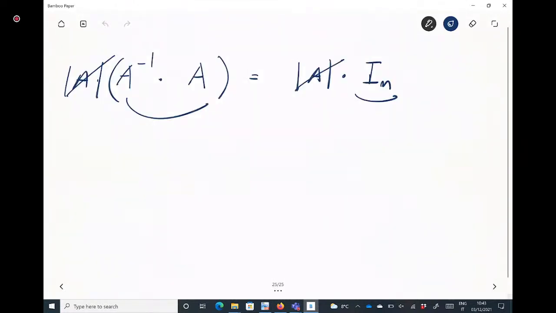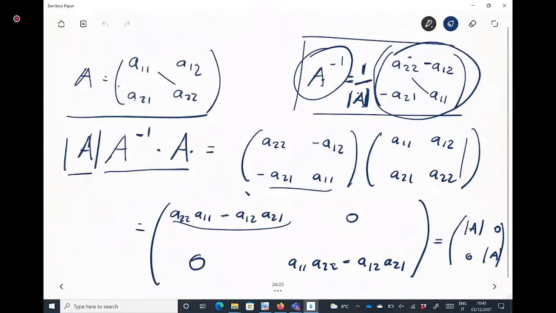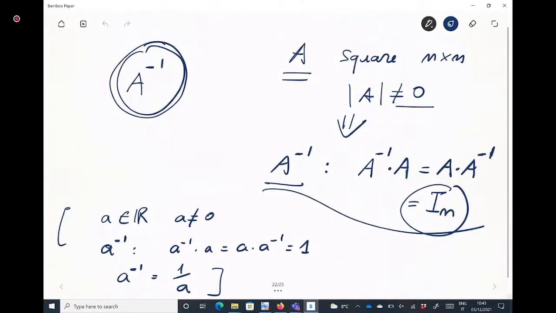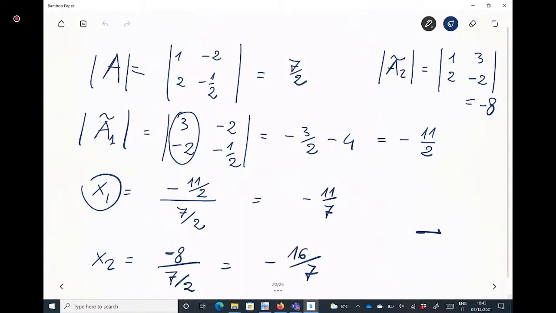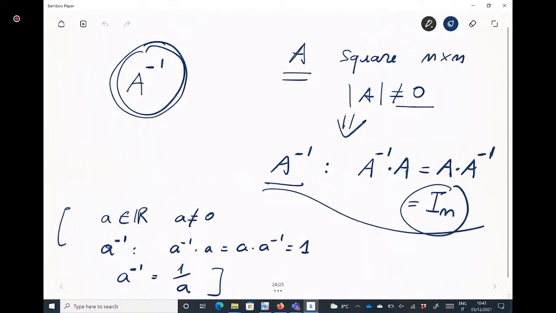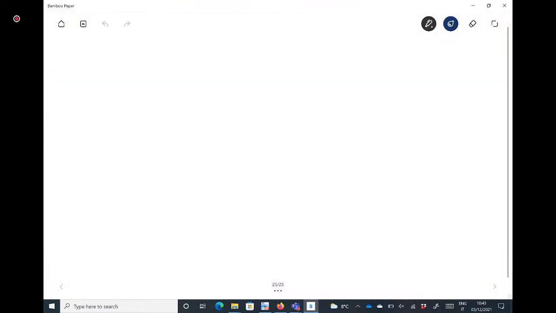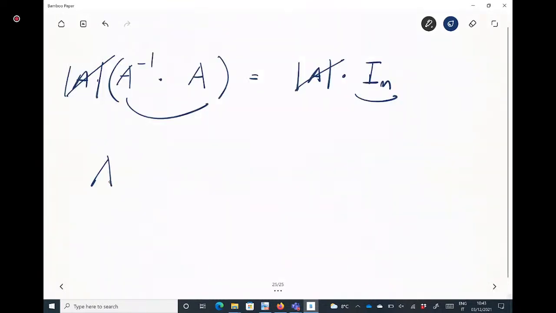Now take the matrix of the coefficients of the previous example. The matrix of the coefficients of the previous example was this one, okay? Sorry, this was the determinant. The matrix was 1, minus 2, 2, minus 1/2. So if A is 1, minus 2, 2, minus 1/2, we know that the determinant of A is equal to minus 1/2 plus 4, 7 over 2.